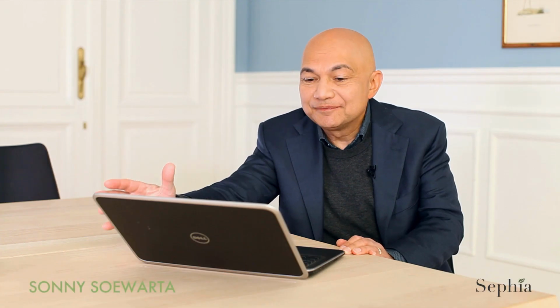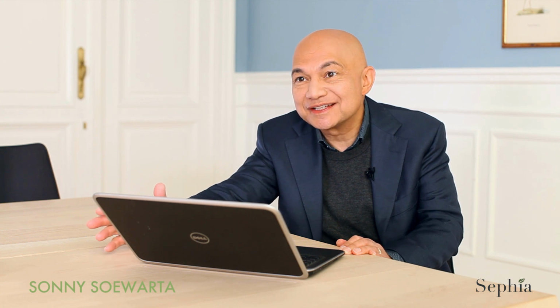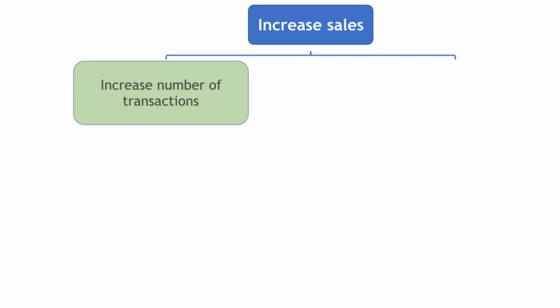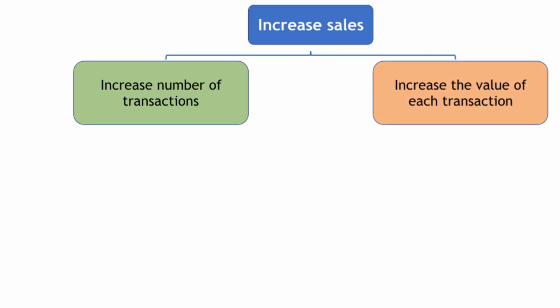The best way to understand how to secure sustainable growth is by looking at the sales tree, because the sales tree shows us the different growth drivers and how they interact. Well, if we start by looking at the top of the sales tree, we can see that growth can only be achieved by either increasing the number of transactions or increasing the value of each transaction. These are the only two drivers that drive growth.